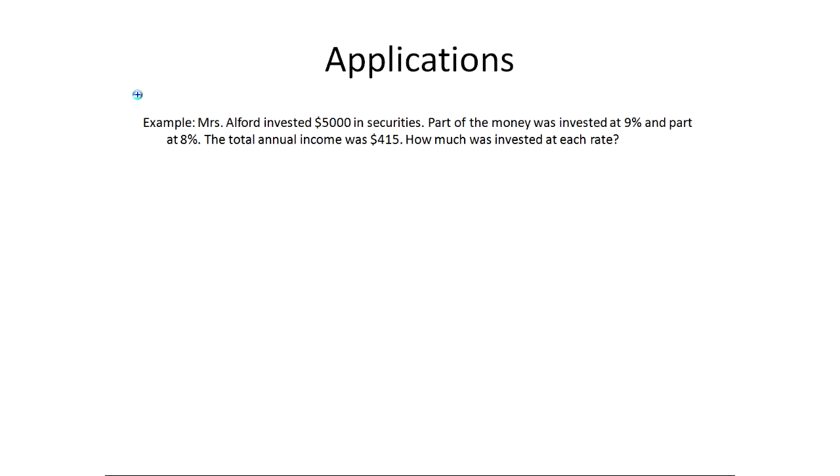Whenever you're approaching these problems, you want to make sure to set up your variables first, and set up your variables so that it answers the question. The question is how much was invested at each rate. There's two rates, so we need two variables. I'm going to call them x and y. So x could be the amount invested at 9%, and then y could be the amount invested at 8%.